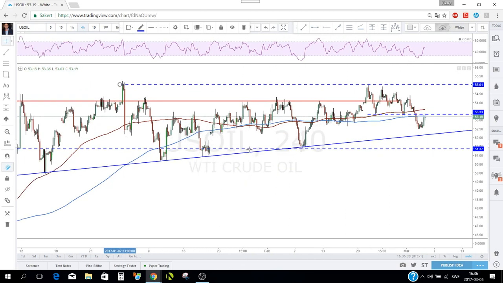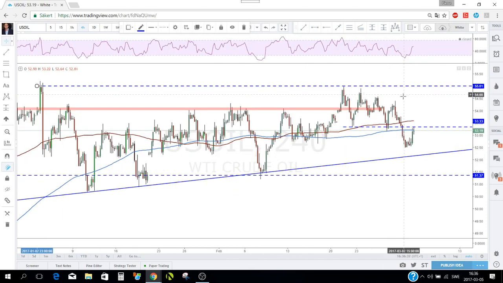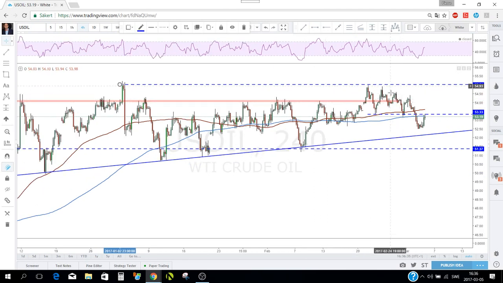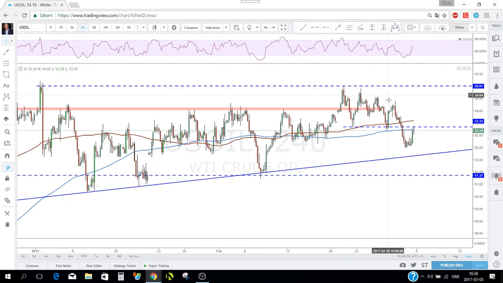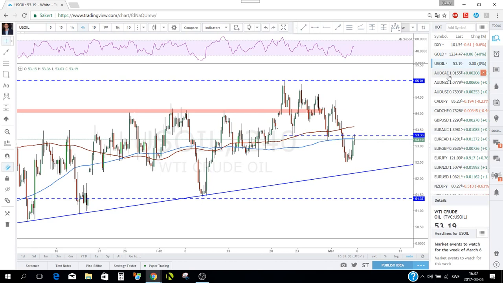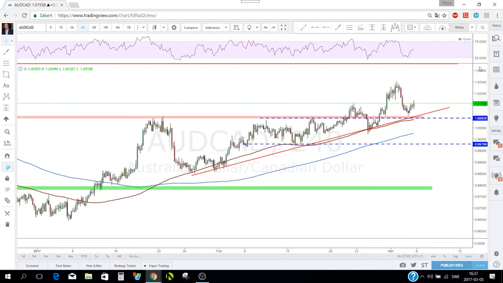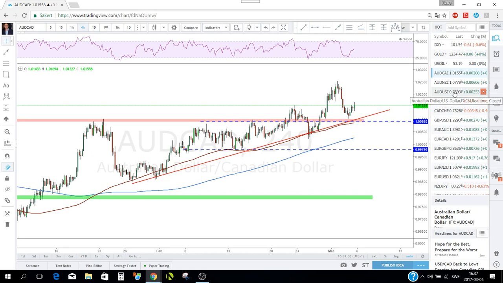Okay, so for now, if I would trade oil, I want to see a clear direction, maybe a break of this area, and see more to the downside, or a break of this level to see a trend continuation to the upside. For now, this is very ugly, and for me nothing is interesting in this chart. So let's start with Forex, and I will start with the Aussie pairs.